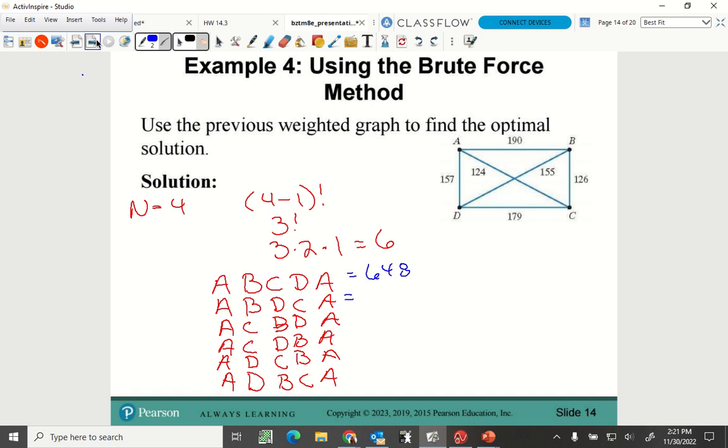A to B is here, right? So AB is 190, and then B to C is 126, and then C to D, 179, and then D to A is 157. So we add all those together, and then we get the number.